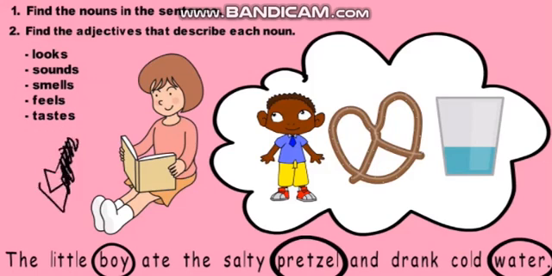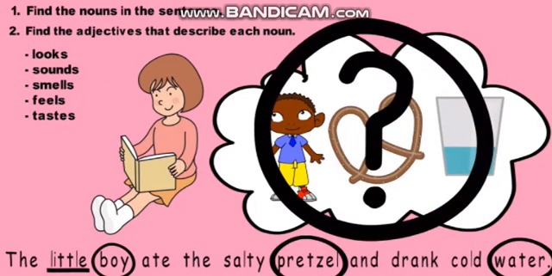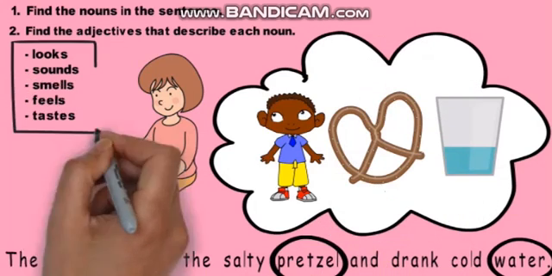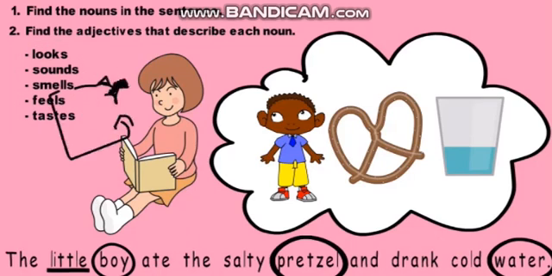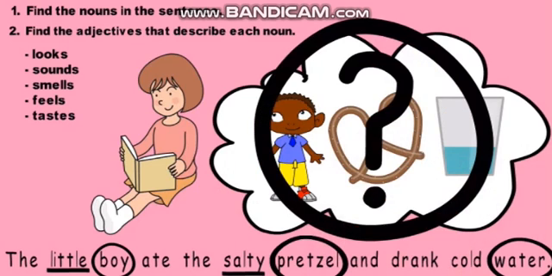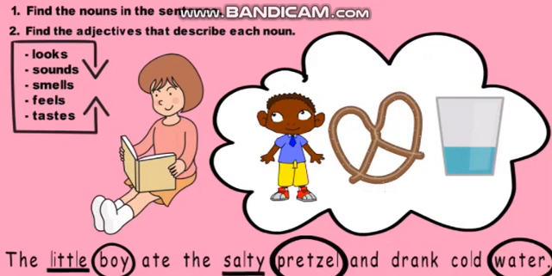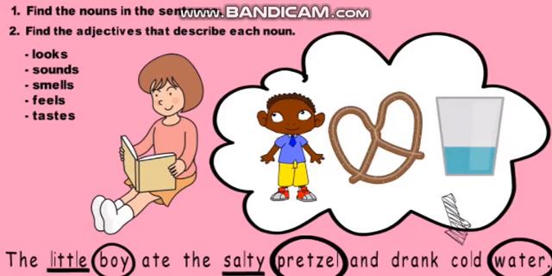How does the boy look? Little. The boy looks little. Little is an adjective. Can you find another adjective in this sentence? Pretzel is another noun. Do you see a word that describes how the pretzel looks, sounds, smells, feels, or tastes? Salty. The pretzel tastes salty. Salty is an adjective. Our last noun in this sentence is water. Do you see an adjective that describes how the water looks, sounds, smells, feels, or tastes? Cold. The water feels cold. Cold is an adjective. Little, salty, and cold are the adjectives in this sentence.